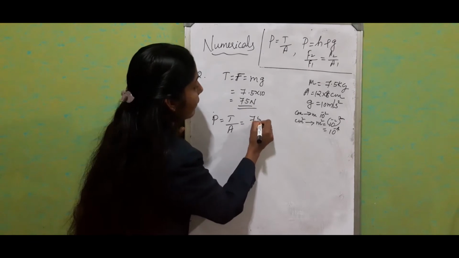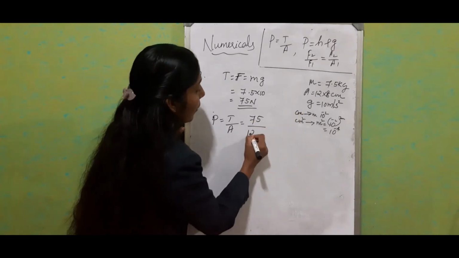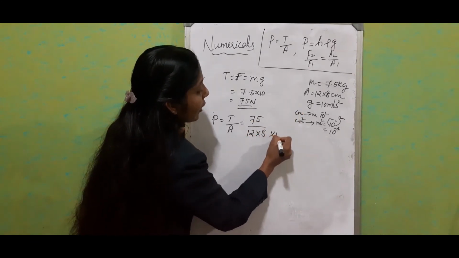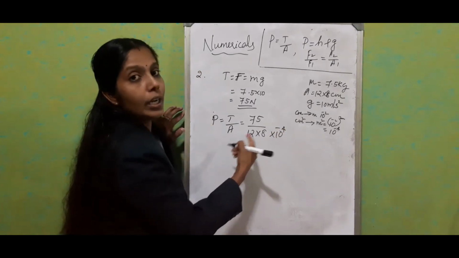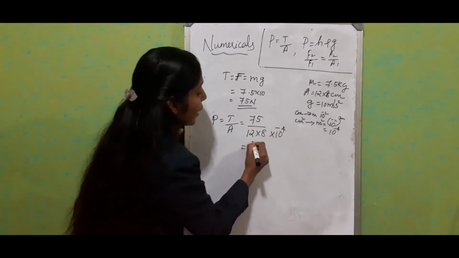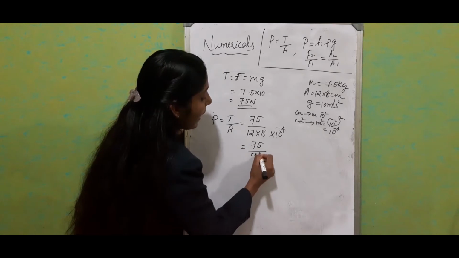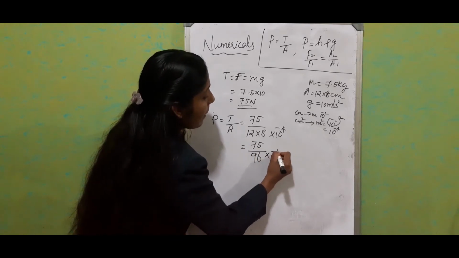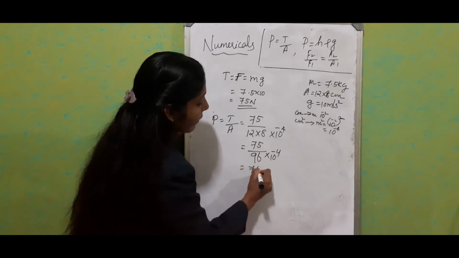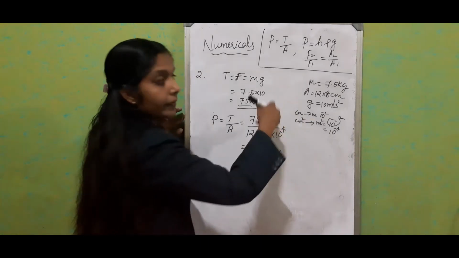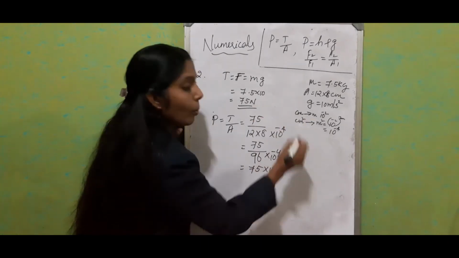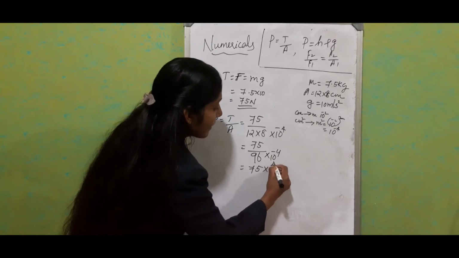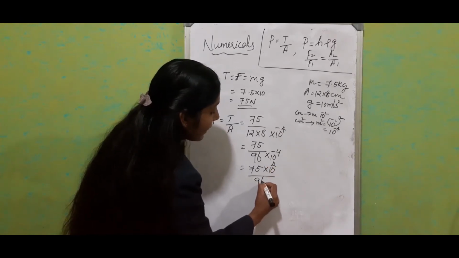Thrust is 75 divided by 12 into 8 into 10 to the power minus 4. 12 8s are 96. So 75 divided by 96 into 10 to the power minus 4, or we can write it as 75 into 10 to the power, we are taking it to the numerator, so the minus sign will change into plus sign, divided by 96.